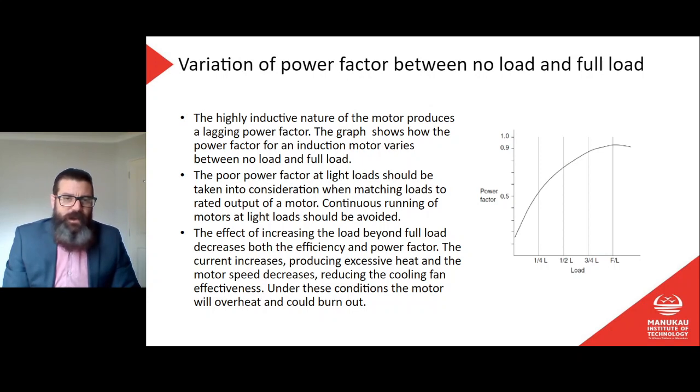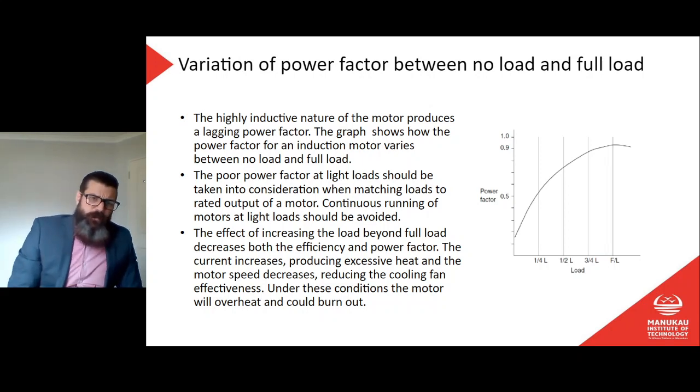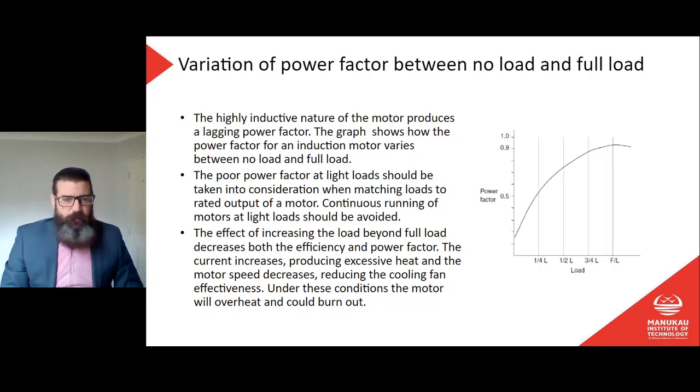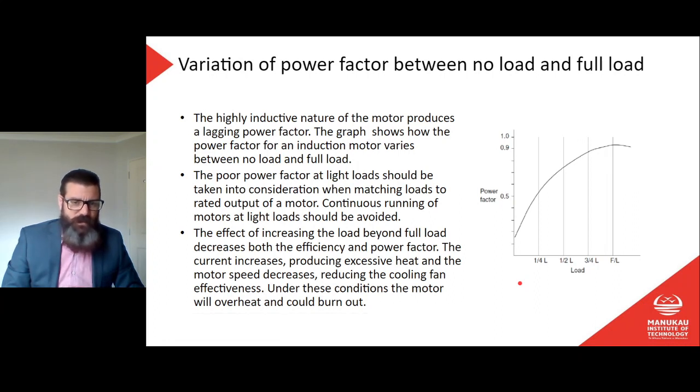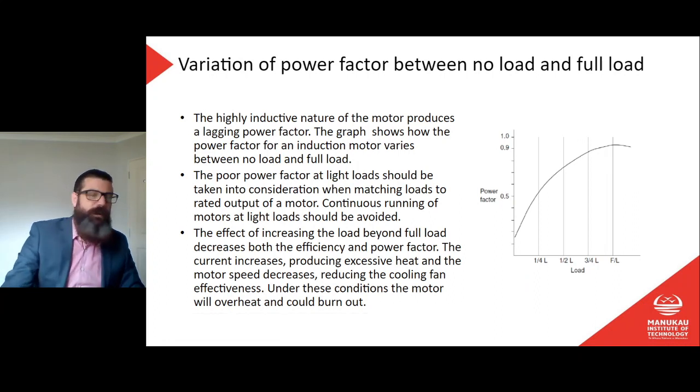Poor power factor at light load should be taken into consideration when matching loads to rated output of a motor. Continuous running of motors at light loads should be avoided. The effects of increasing the load beyond full load decreases both the efficiency and the power factor. The current increases, producing excessive heat, and the motor speed decreases, reducing the cooling fan effectiveness. Under these conditions, the motor will overheat and could burn out.